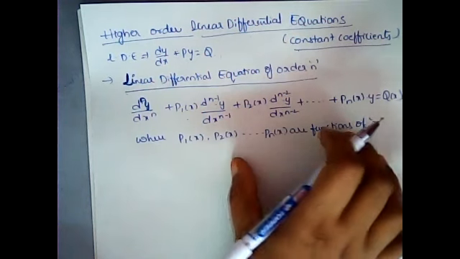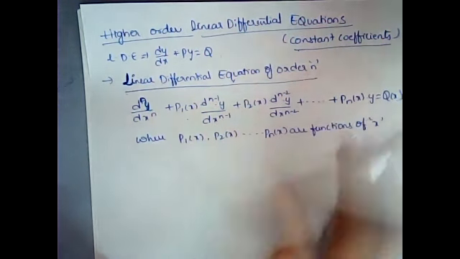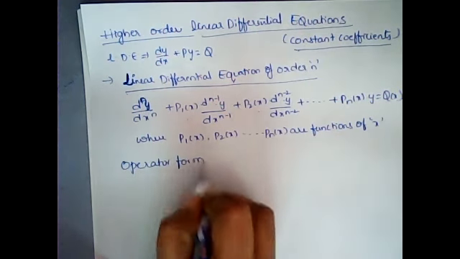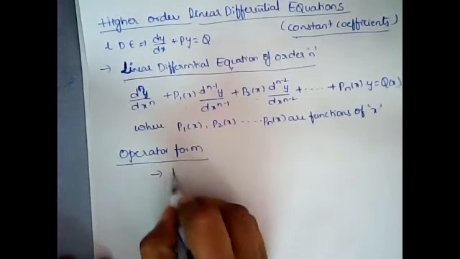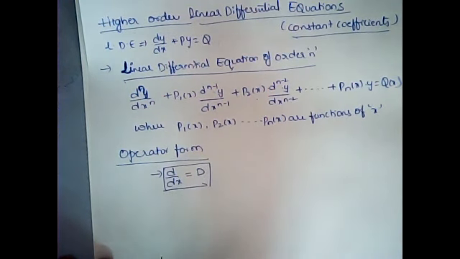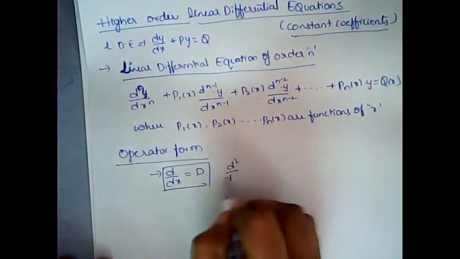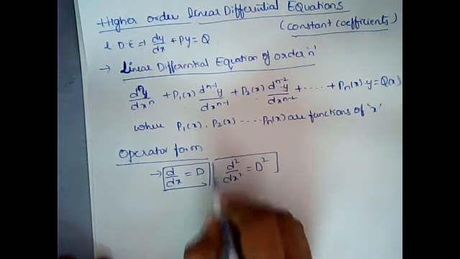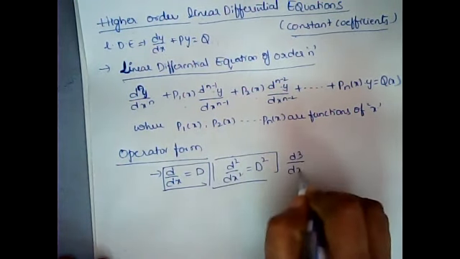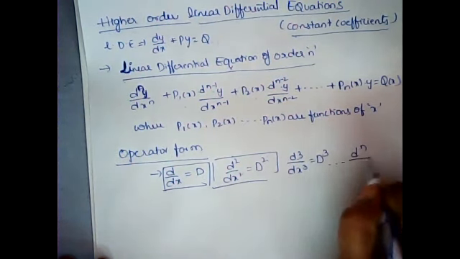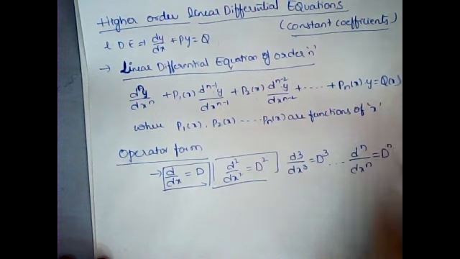Whatever the linear differential equation is given to you, first we need to change it into the operator form here. Okay, so what is this operator form? Operator form means in the place of d by dx, we will be replacing it with capital D. That's it. And in the place of d square by dx square, we will write capital D square. And d cube by dx cube, we will write as capital D cube. And if you are taking d power n by dx power n, we write it in the form of capital D whole power n.